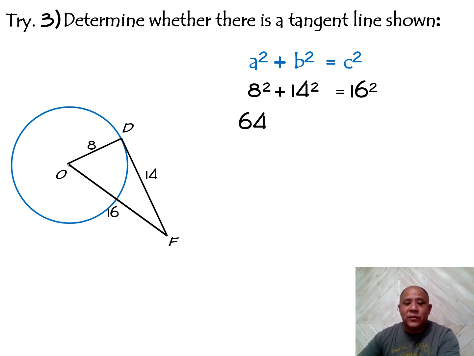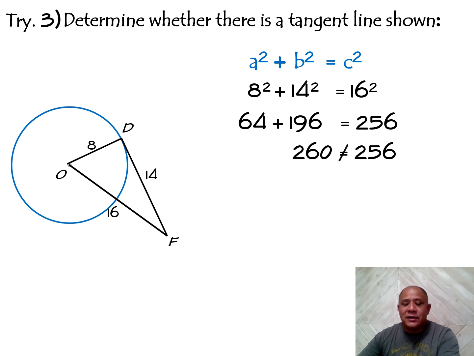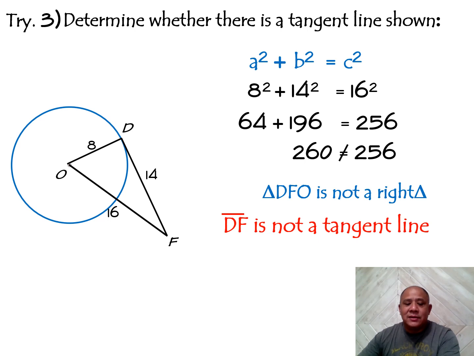8 squared is 64. 14 times 14 is 196, excuse me. And 16 times 16 is 256. Let's add up 64 and 196. What do we get? 260. Guess what? 260 and 256 are not equal. So guess what? Triangle DFO is not a right triangle. Therefore, if it's not a right triangle, DF is not a tangent line. And there you go. If you got that right, good for you.